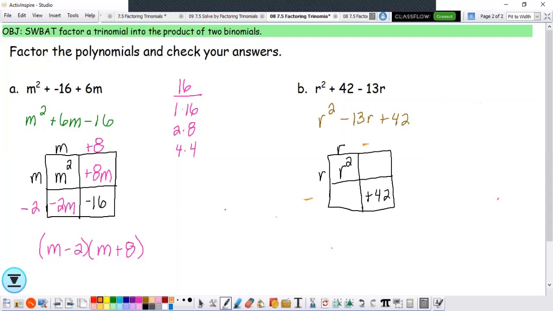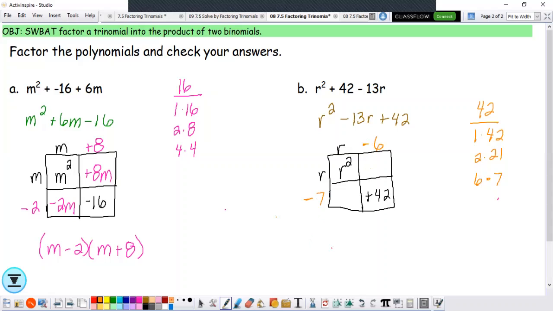And my factors of 42 are 1 times 42, 2 times 21, 6 times 7. And which one will get me negative 13? Well, that's going to be negative 6 and negative 7.